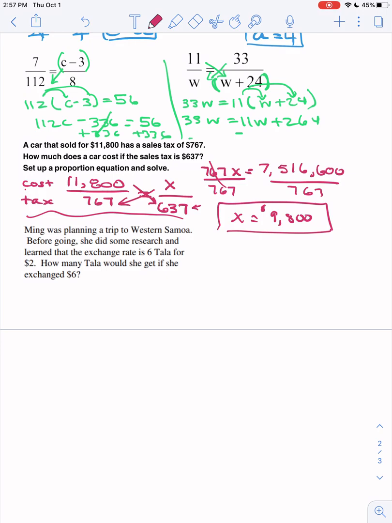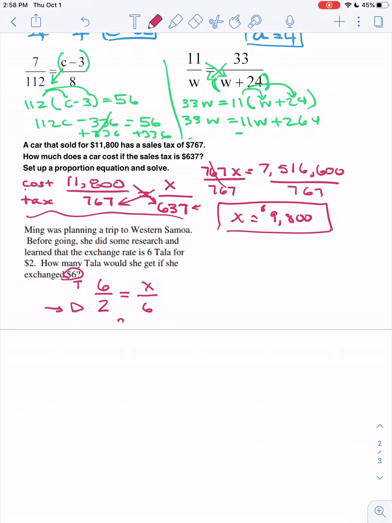This time it says Ming was planning a trip to West Samoa. Before going, she did some research and learned that the exchange rate for 6, I guess that's tala, was for $2. How many tala would she get if she exchanged $6? So again, we want to be consistent. So we know that she should get 6, I'm guessing that's tala, is to $2, as if she had $6, we're going to put that on the bottom. I'm putting my dollars on the bottom. And then what we want to find out is how many tala she would get.